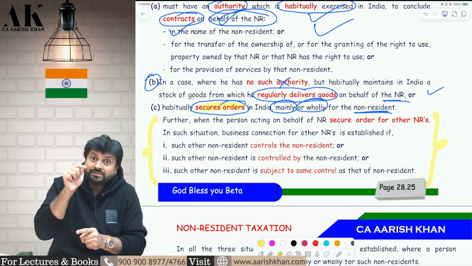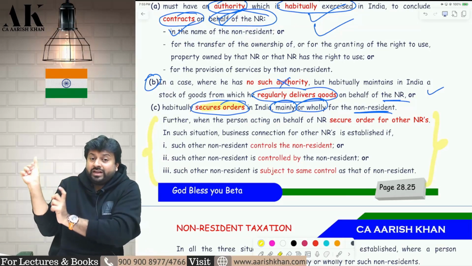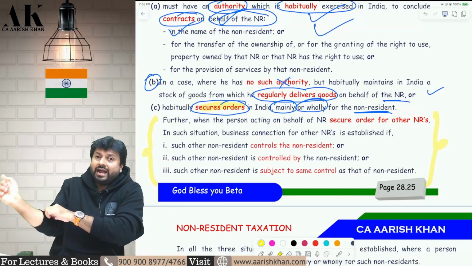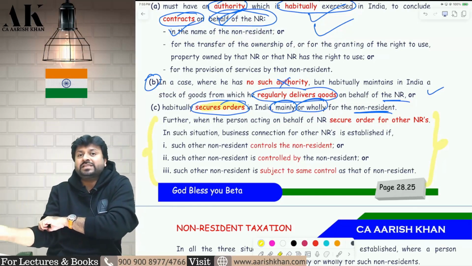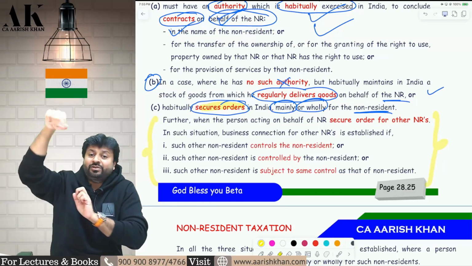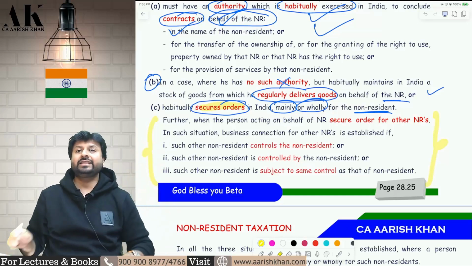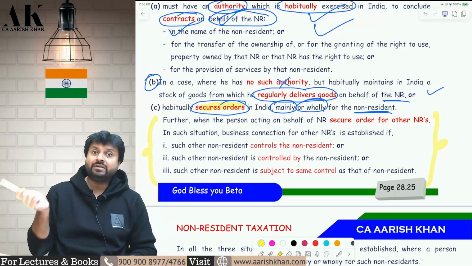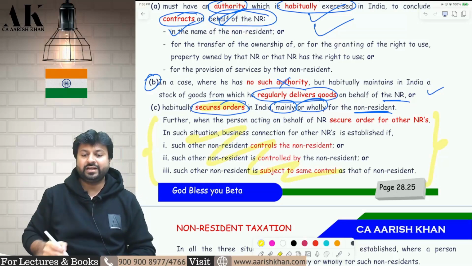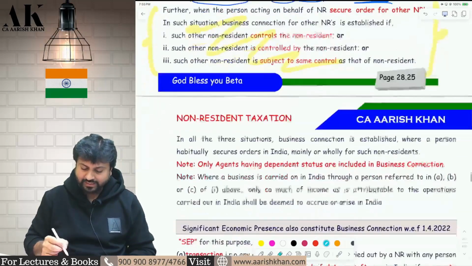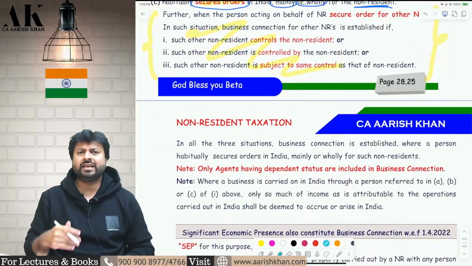But the law has made an amendment here that if you are taking some orders for his brother, and the brother controls Mr. A, or Mr. A controls Mr. B, or if both of them are controlled by some third person, then in that case, your brother's income will also be deemed to accrue or arise in India. This is what is written over here. Very dangerous point.